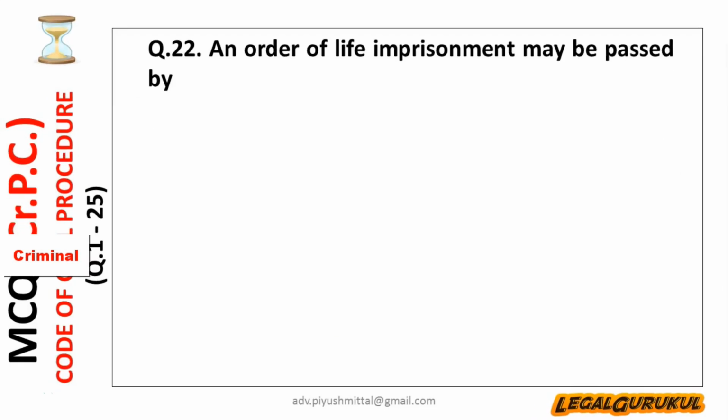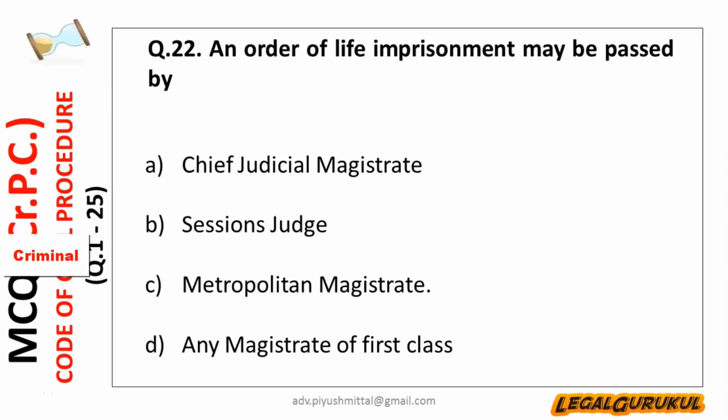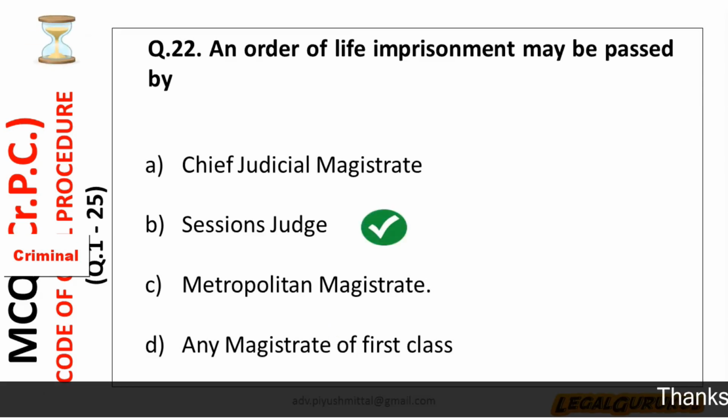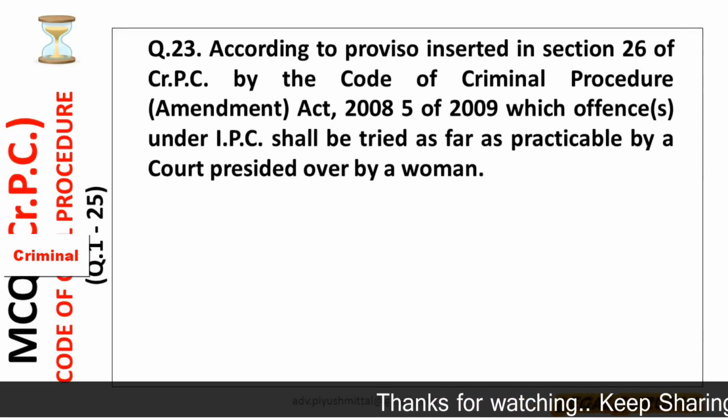Question number 22. An order of life imprisonment may be passed by A. Chief Judicial Magistrate, B. Session Judge, C. Metropolitan Magistrate, D. Any magistrate of first class. And the correct answer is B. Session Judge.